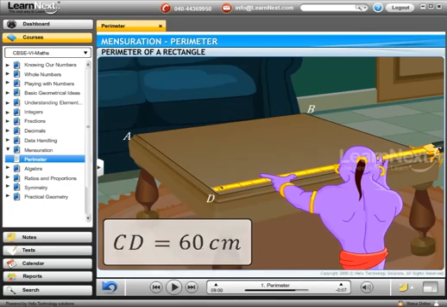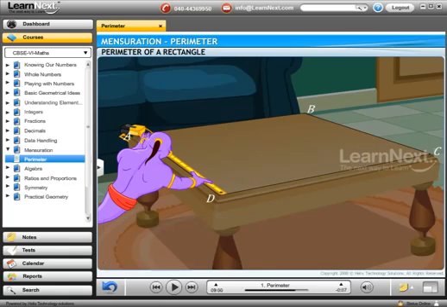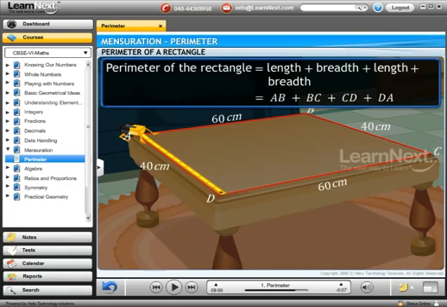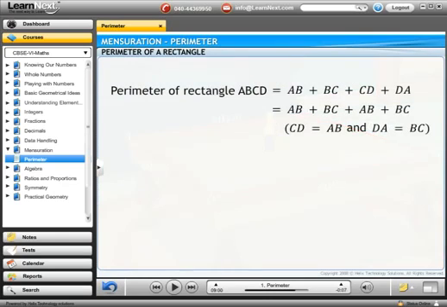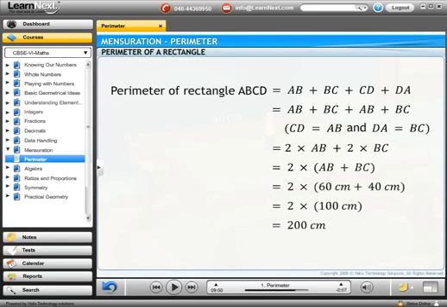Now that you know all the measures, let's add them all up to find the perimeter of rectangle ABCD. Why not add twice the length of side AB to twice the length of side BC, since the lengths of the opposite sides of a rectangle are equal? Good thinking, Senti. By substituting the values, we get the perimeter of rectangle ABCD as 200 centimeters.